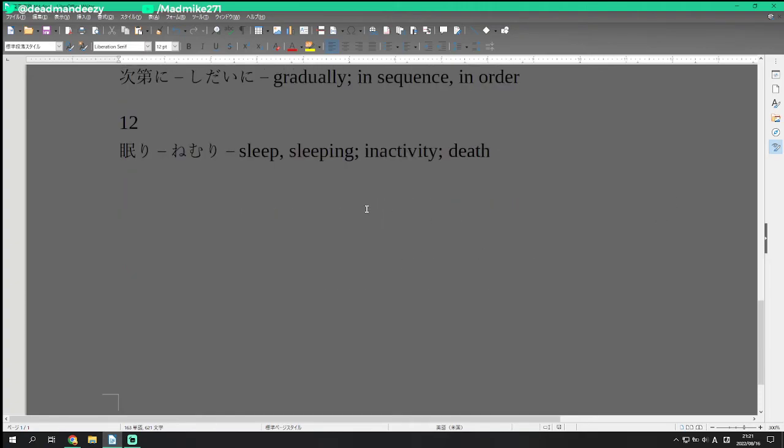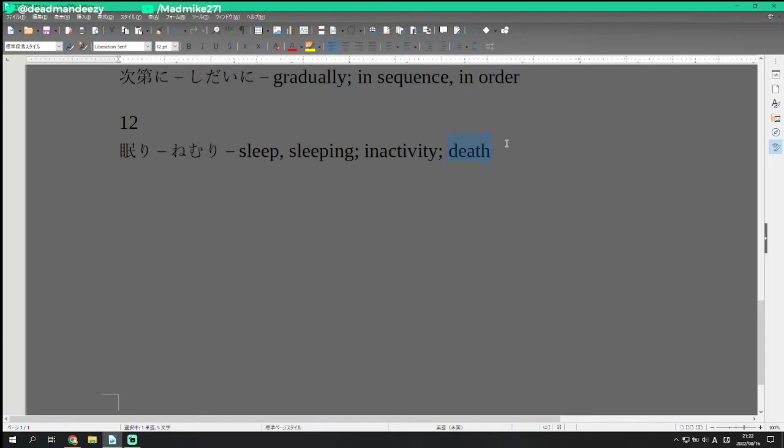Number 12, finally, our last kanji of our last vocabulary word of the day is nemuri, with our kanji for sleeping, nemuru or nemu. Nemuri is a sleep, a sleeping, an inactivity, or in some cases, a death. A nemuri is a sleep from the kanji for sleeping. Nemuri is a sleep or a nap, a term, a period of inactivity, or death in some cases.